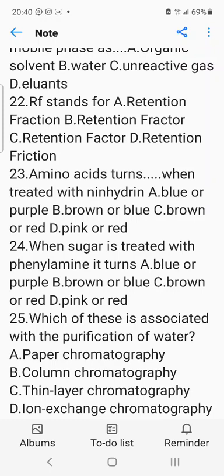The last one: which of these is associated with the purification of water? Is it paper chromatography, column chromatography, thin layer chromatography, or ion exchange chromatography? It is ion exchange chromatography.